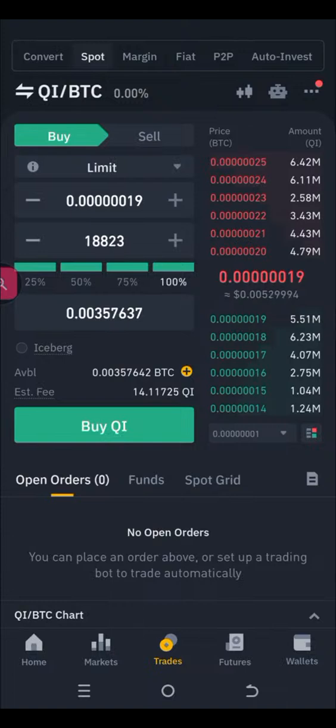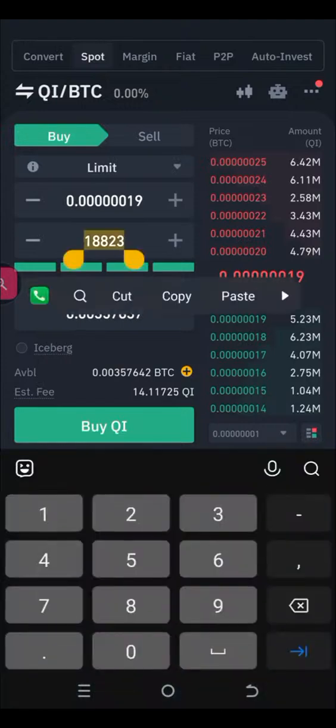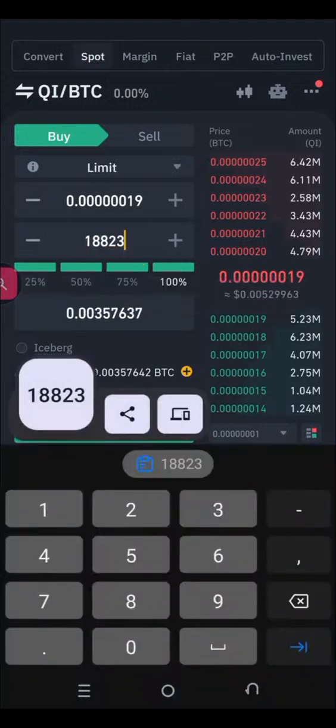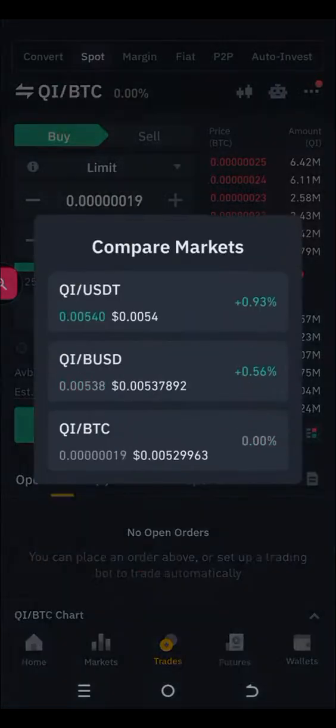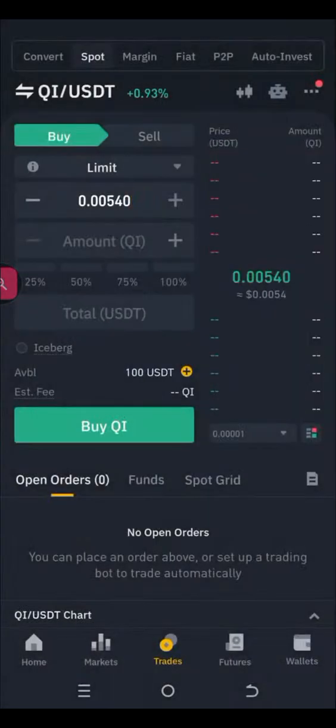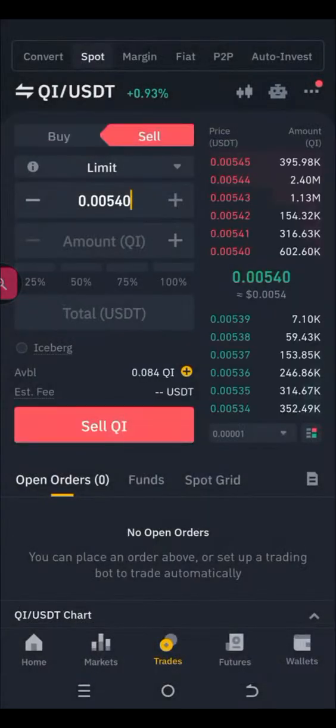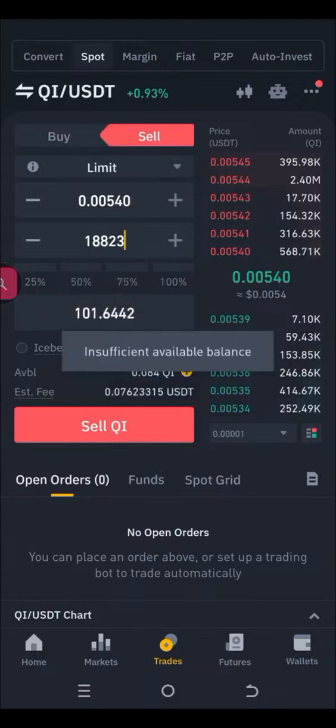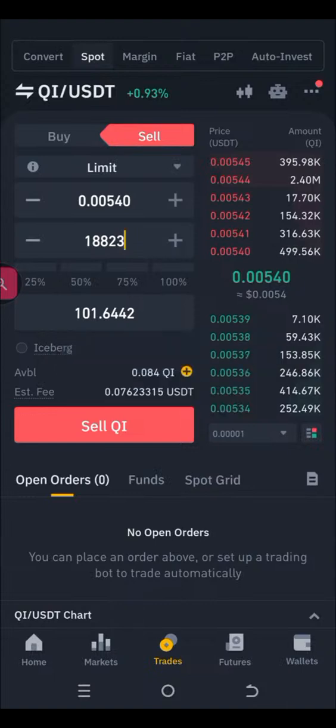So this is what we have, 357637. So what we're gonna get is this amount. Let's copy that, and then let's go to compare markets and click on the USDT. So if I try to sell, what would I get? Let's see what I make in profit. Okay, same amount, 1.6%. That's $1.64. So let's just go with this, right?